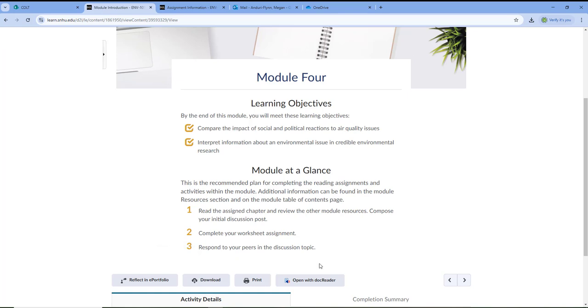So we have two things we're doing this week: a discussion board post with the initial post due Thursday and the two response posts due Sunday. And then we have our worksheet assignment that's also due on Sunday.